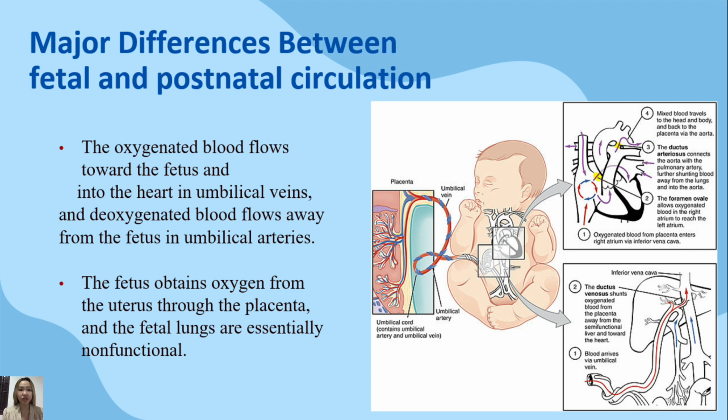However, there are some major differences between fetal and postnatal circulation. First, oxygenated blood flows toward the fetus and into the heart in umbilical veins, and deoxygenated blood flows away from the fetus in umbilical arteries. Second, the fetus obtains oxygen from the uterus through the placenta, and the fetal lungs are essentially non-functional. Therefore, fetal circulation has a number of features to direct most of the blood away from the lungs.